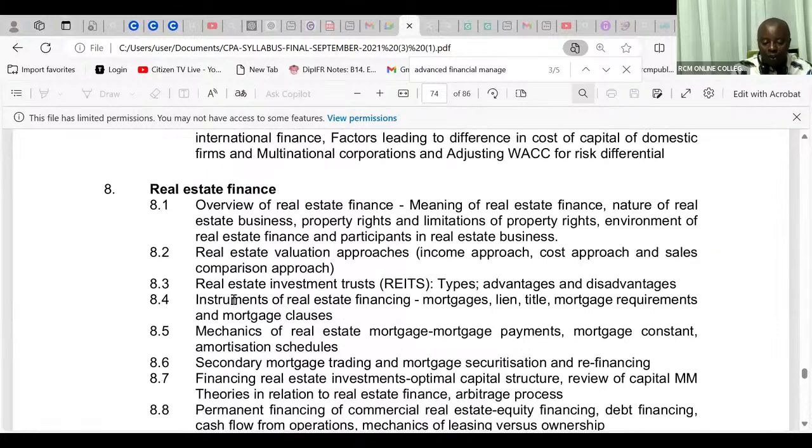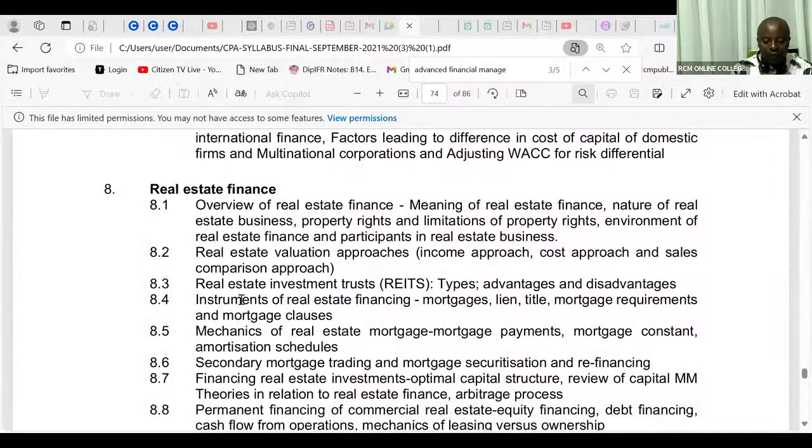So we'll be looking at these international financial institutions, very important, amongst other theories. Then we have what we call real estate finance, property. How do we value these properties? We shall look at real estate investment trusts, like, for example, the Kwetu hostels. Kwetu hostels operate under the REITs system. REITs is real estate investment trusts.